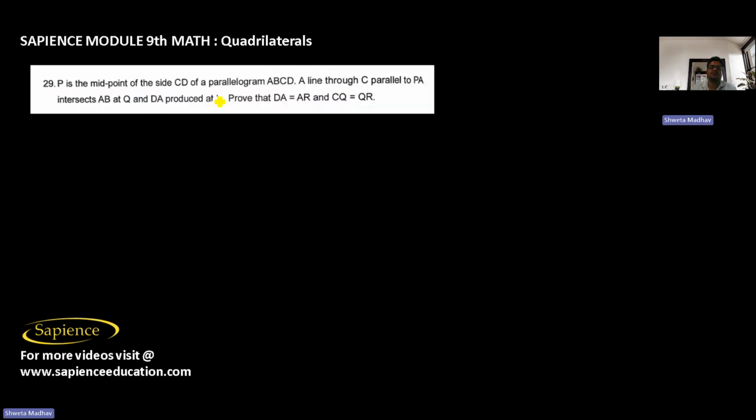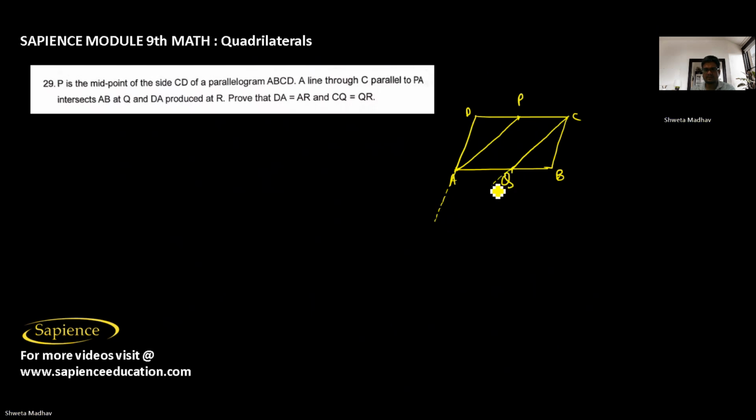Then in question number 29, it is told that P is the midpoint of side CD of parallelogram ABCD, and a line through C parallel to PA intersects AB at Q and DA produced at R. So we have to prove that DA equals AR, and CQ is equal to QR.